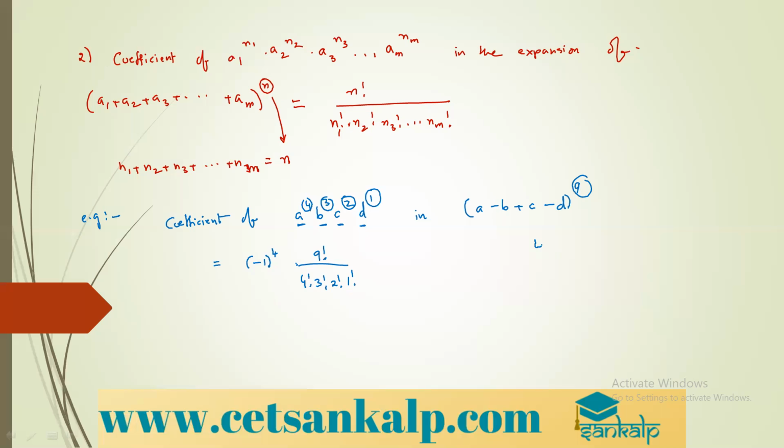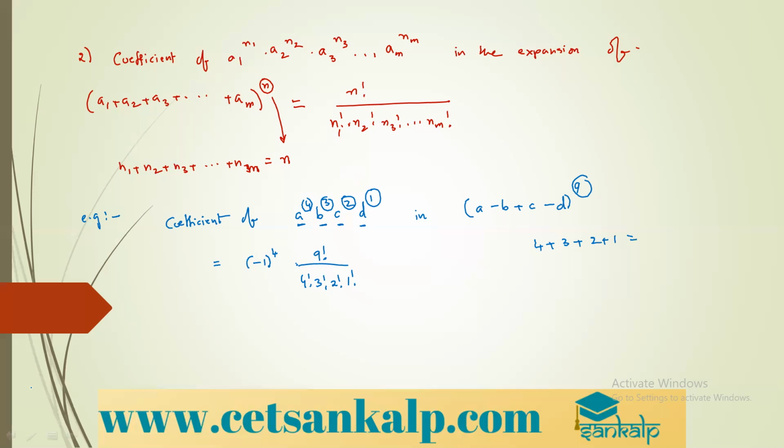And you can easily see the powers 4 plus 3 plus 2 plus 1. When you are adding, are you getting 9? You are not getting 9. 4 plus 3 is 7, plus 2, 9, plus 1. You are getting 10. That means you can't take this. The power can't be 10. The power has to be 9. So what do we have to do?